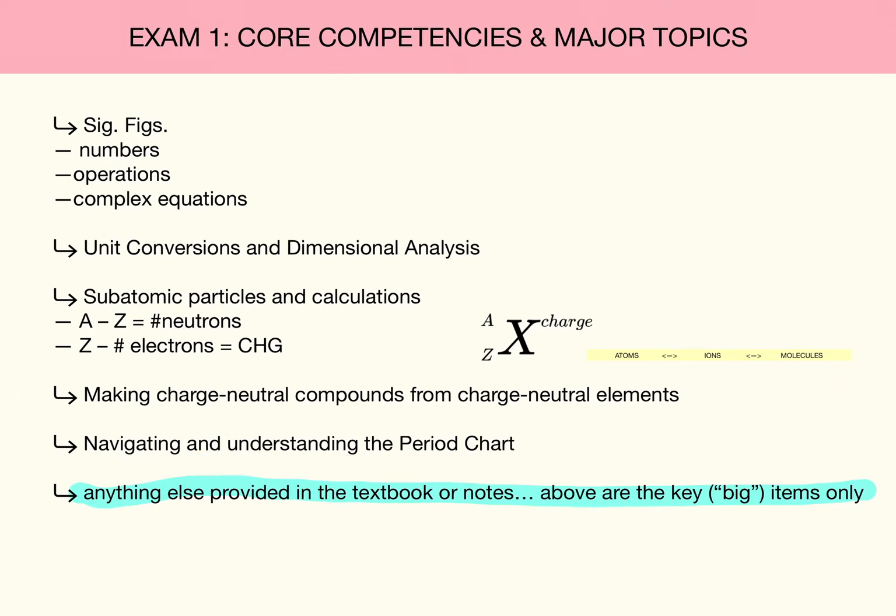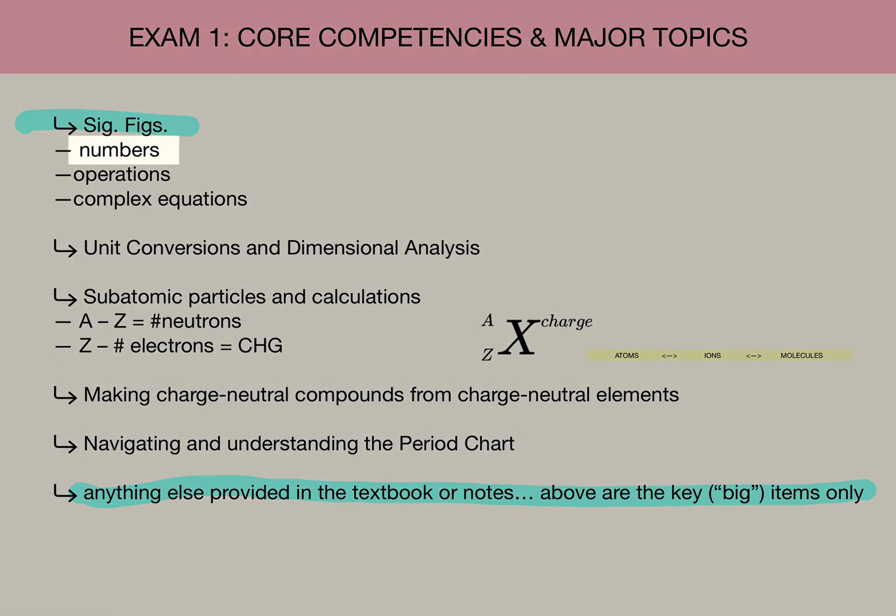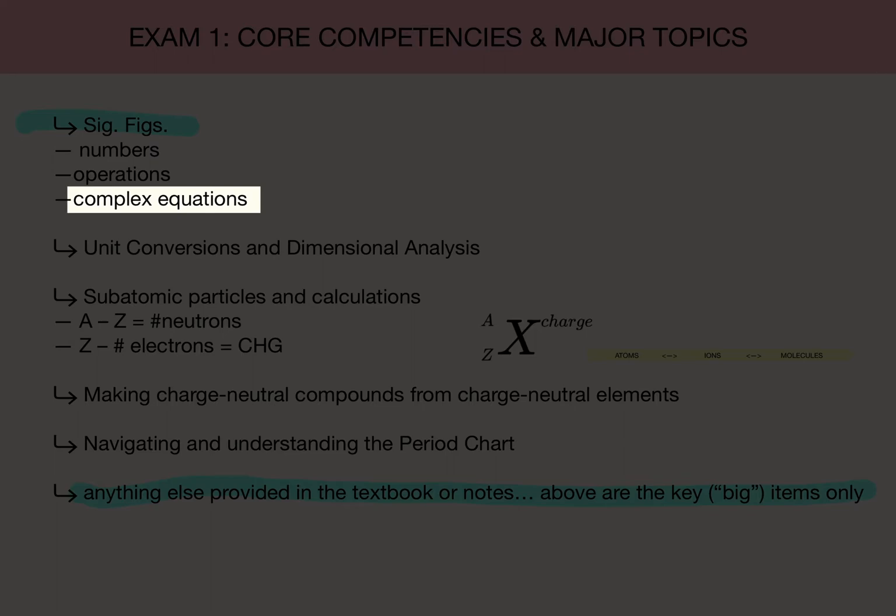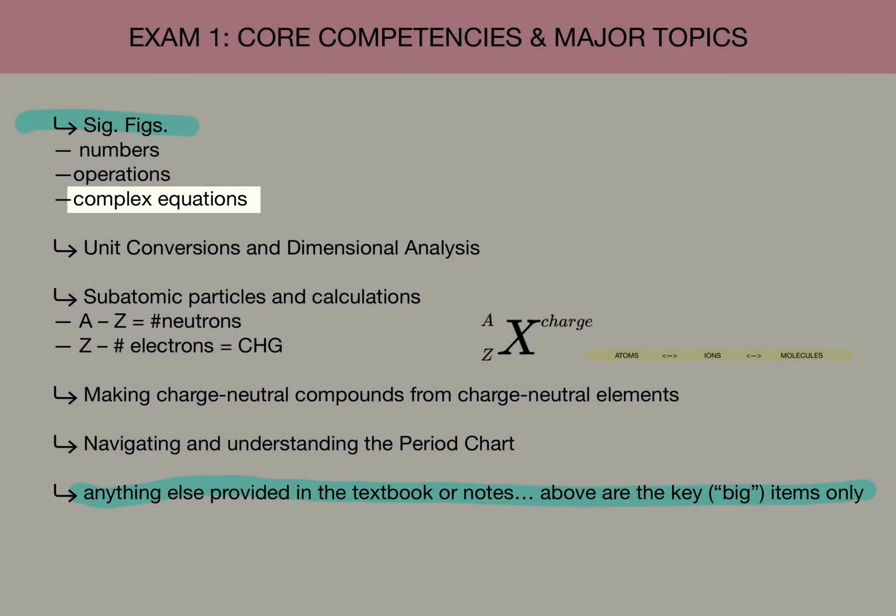a reminder. Sig figs: you need to know how to identify the number of sig figs in a number, the box and dot method, how to do mathematical operations, what the rules are when you multiply, divide, or add or subtract, and what the answer should be in terms of sig figs. And complex equations, those that have an addition or subtraction operation and, in the same problem, also a multiplication or division.